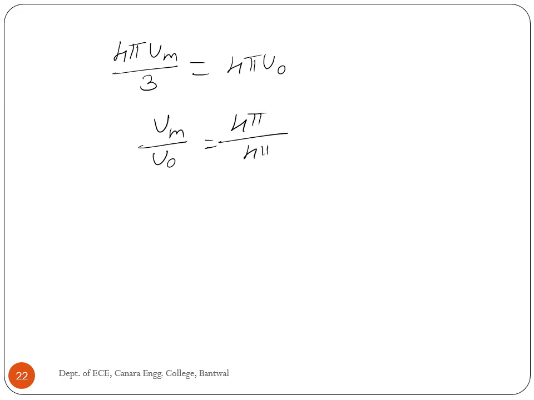Equate the radiated power of the given pattern, that is 4 pi Um by 3, with the radiated power from an isotropic source, that is 4 pi U naught. So Um by U naught is equal to 4 pi divided by 4 pi by 3, which is equal to the directivity, that is 3.